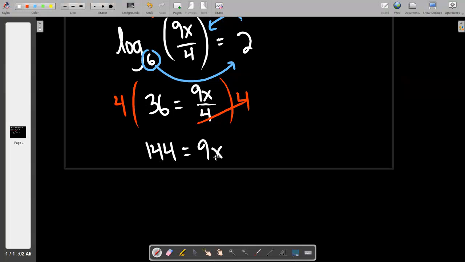And then, of course, I hate to insult your intelligence with this, but what would we do from here? We would divide both sides by 9. Again, I'm just showing lots of work here since it's our first go around, and we're going to get x equals 144 divided by 9, 16 indeed. Okay. Any questions about that?